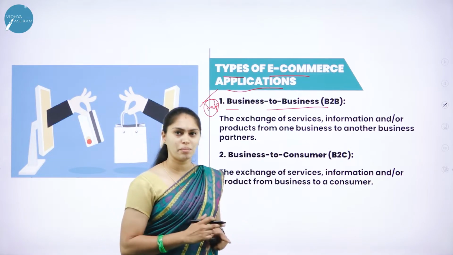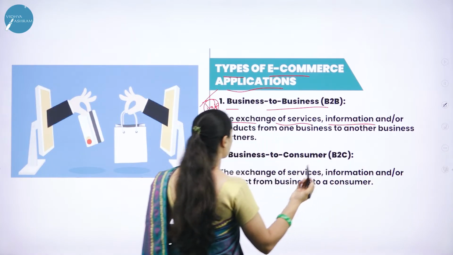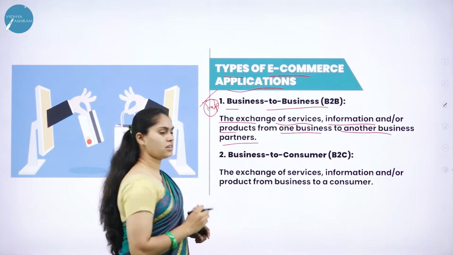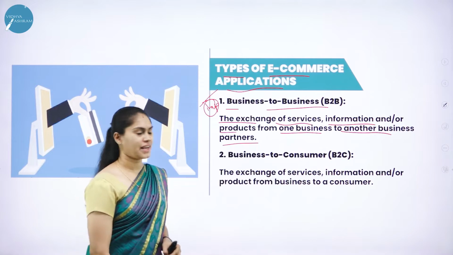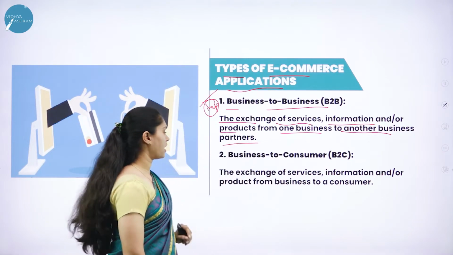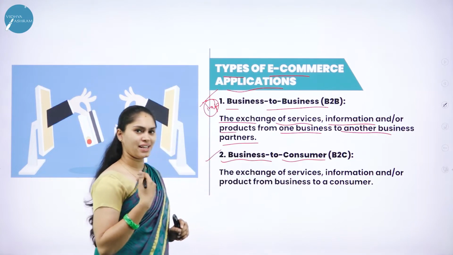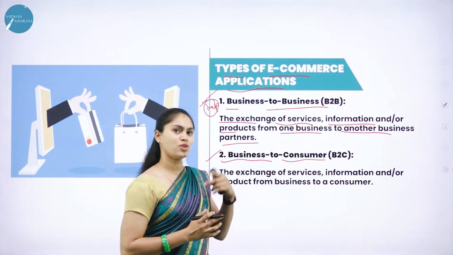So if the retail business takes content or trade and services from the wholesale business, then that is what? Business to business. So here the exchange of services or information or any products from one business partner to another will be considered as what? Business to business. You can take the example of Alibaba here. And also we have a second type, that is business to consumer. So mainly what? Business to consumer. They are providing goods and services to the consumer.